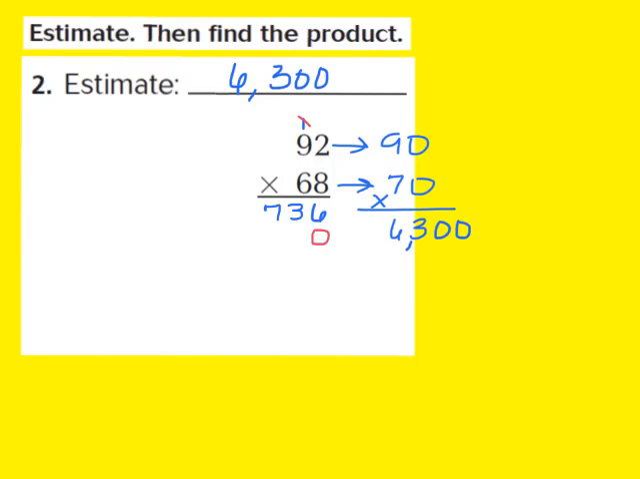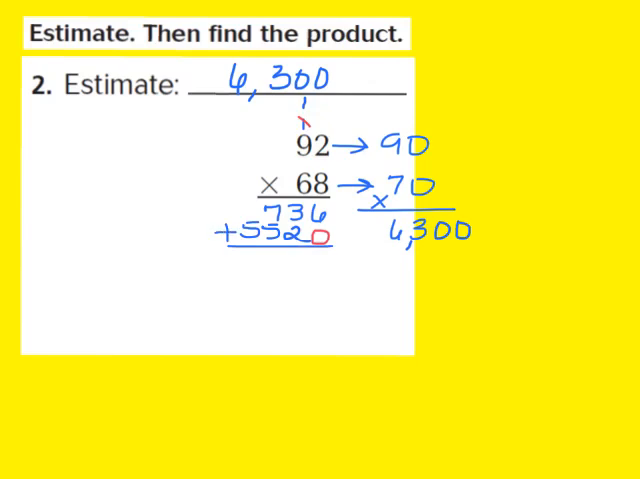Now, what's going to happen next is I'm going to begin multiplying by the tens. So I think about 6 times 2. And what I know is 6 times 2 is going to give me 12. So I'm going to write down my 2, and I'm going to regroup the 1. Now I have to think about my 6 times my 9. What I know is 6 times 9 is 54. But I have to add my regrouped 1. So 6 times 9 is 54, plus 1 more is going to give me 55.